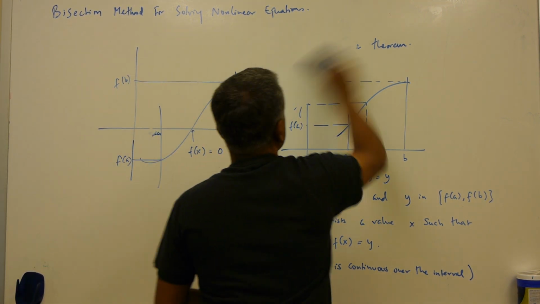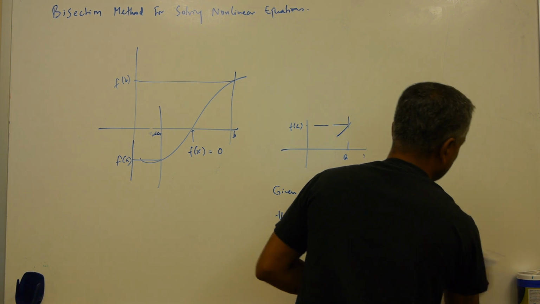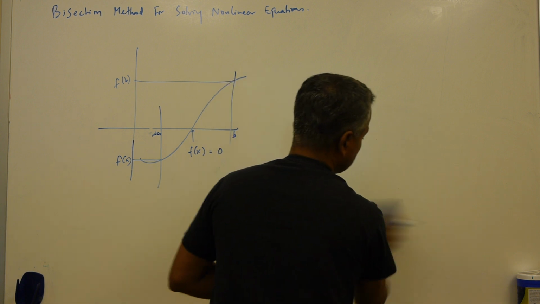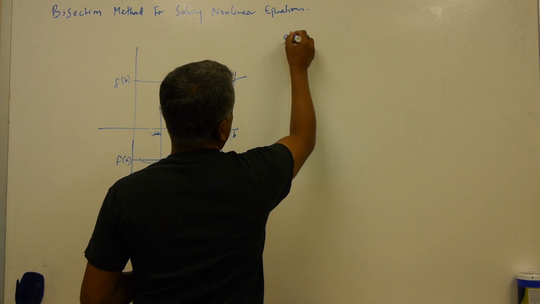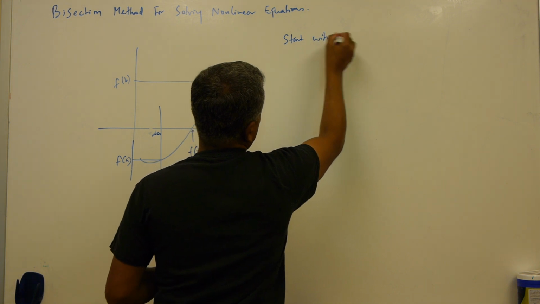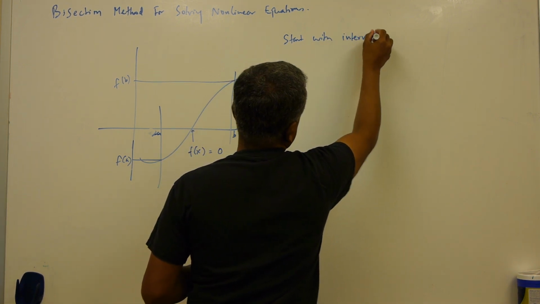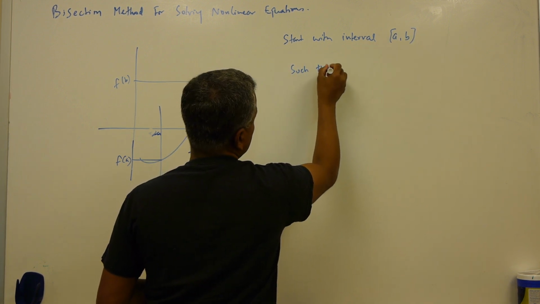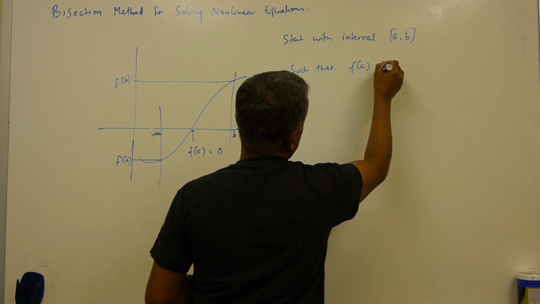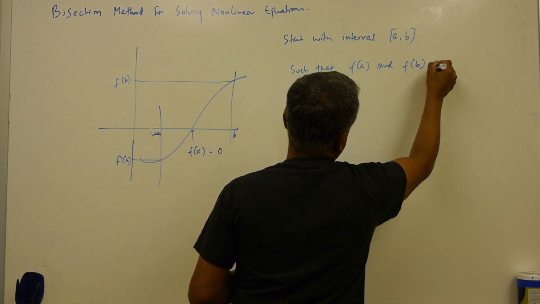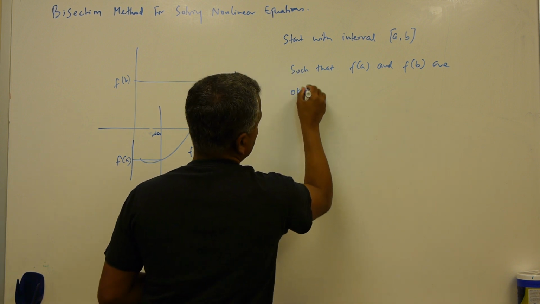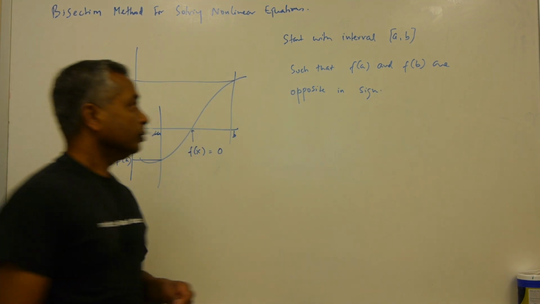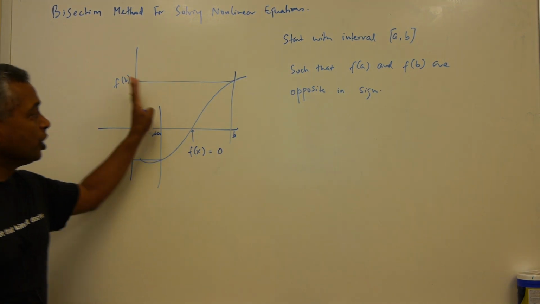The bisection method works by starting with two endpoints between which the function flips sign. So the starting point for the bisection method is: start with an interval [a, b] such that f(a) and f(b) are opposite in sign. Okay? In other words, this is the scenario we're talking about. Now, of course, this is not the only scenario.